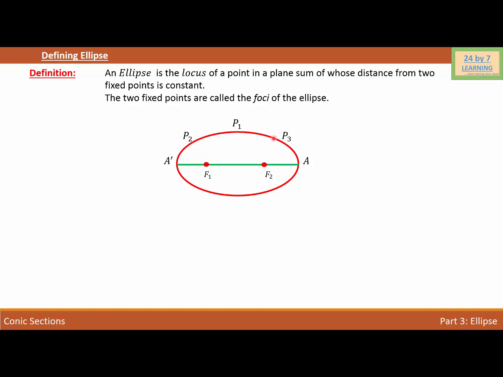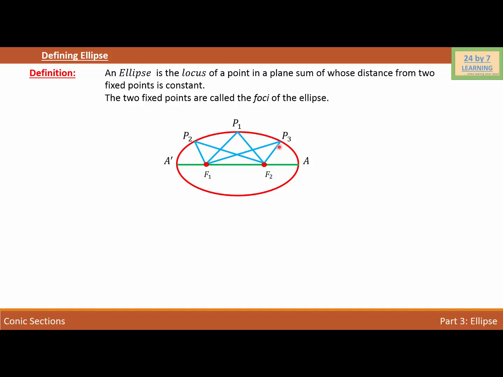Now I'm going to connect F1 and F2 with P1, P2 and P3 respectively. So let's first connect F1 and F2 with P1. You will get this kind of connection. Now let's connect F1 with P2 and then F2 with P2, which is over here. And in the same way, I'm going to connect F1 and F2 with P3, which is over here.